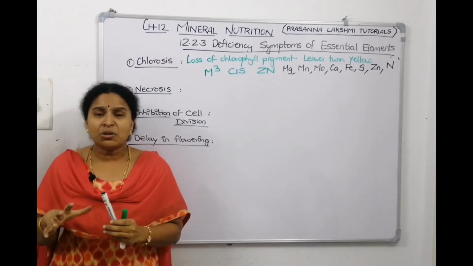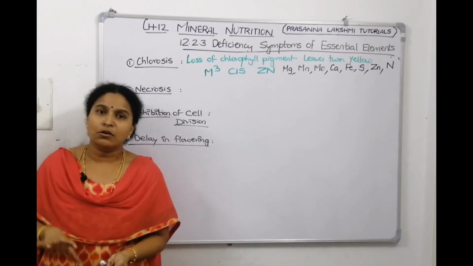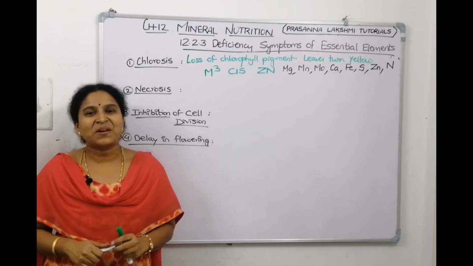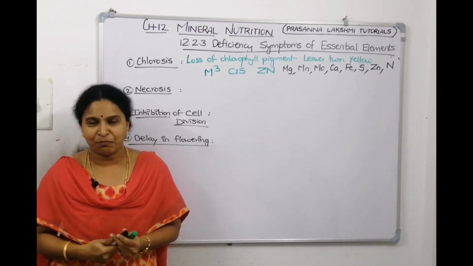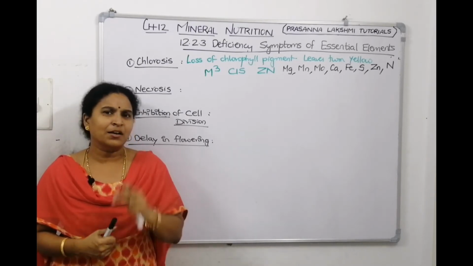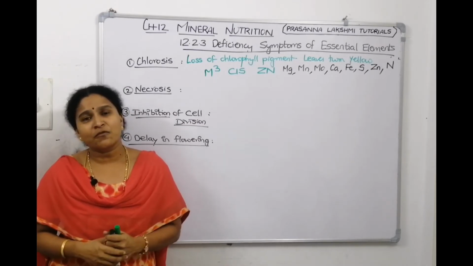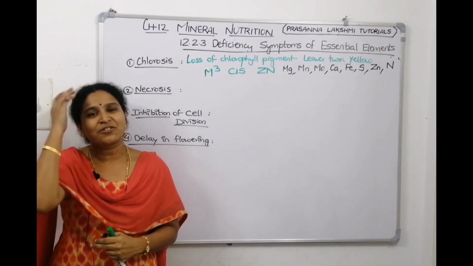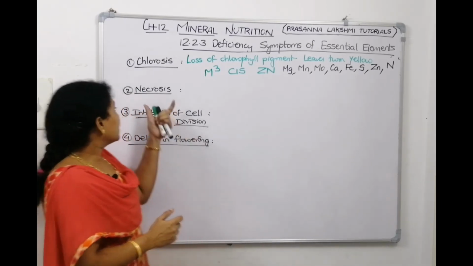See, magnesium deficiency alone causes chlorosis. Manganese deficiency alone also causes chlorosis. Each of these elements causes the same symptom. What is chlorosis? Loss of pigment, loss of green color. If green color is not there, can the plant do photosynthesis? It cannot. If it cannot do photosynthesis, can it prepare its food? If it cannot prepare its food, can it grow? No. Okay, understood. Now let's go to the second one.